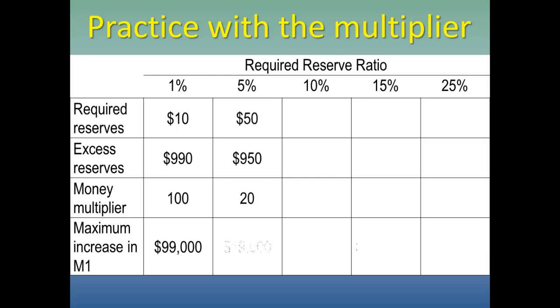And we could go through 5%, we could look at 10%, which is more common, and say that at 10% reserve ratios, the reserves would be $100, the excess reserves would be $900, and the money multiplier is 1 over 10%, which is 10. That means that $1,000 deposit could create an additional $9,000 in M1, the $900 that was lent times the 10 multiplier.